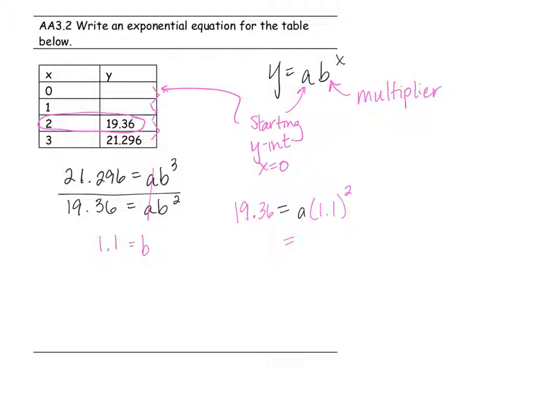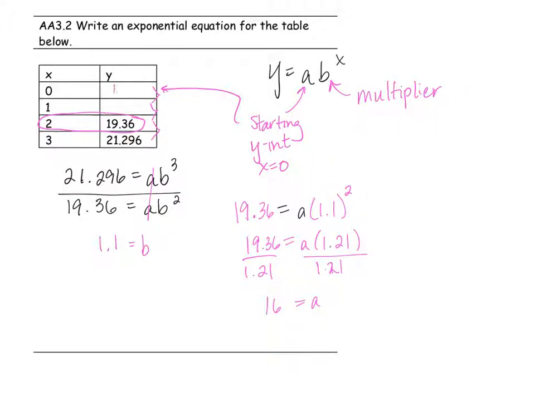So 1.1 to the second is 1.21. So this is a times 1.21. Don't forget, a times 1.21 is the same as 1.21a. For some reason, when you put the decimal or the number in front of the variable, it throws people, but we're just multiplying here. Then I have 19.36 on the other side. And I divide by 1.21. So 19.36 divided by 1.21 gives me 16.